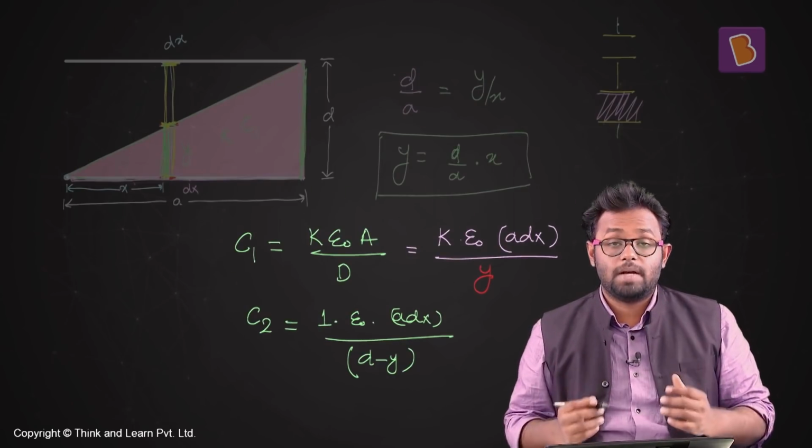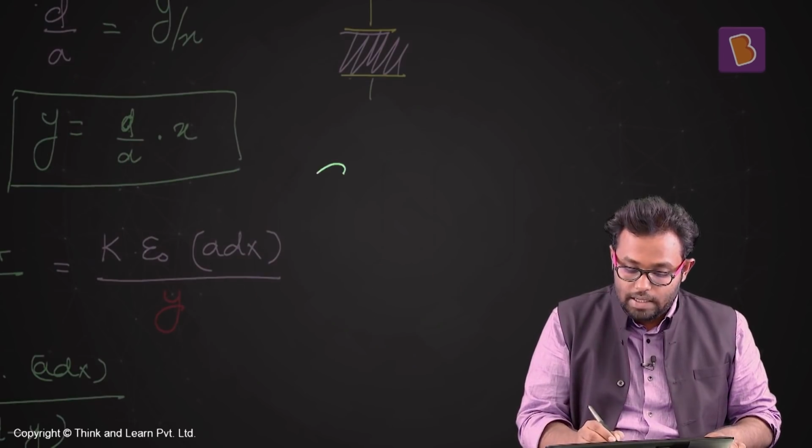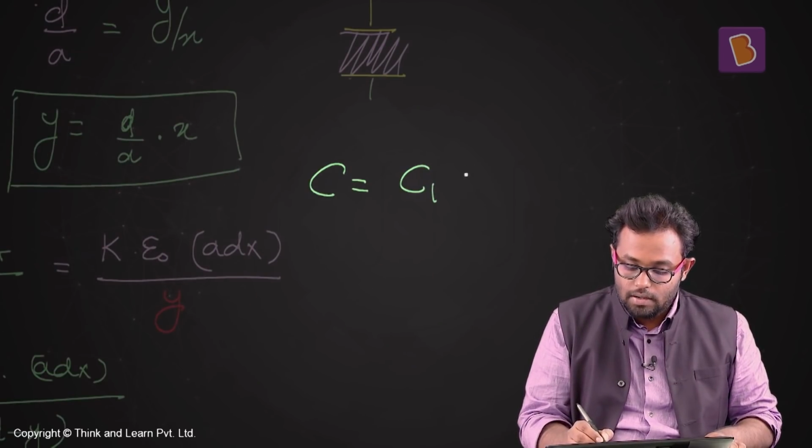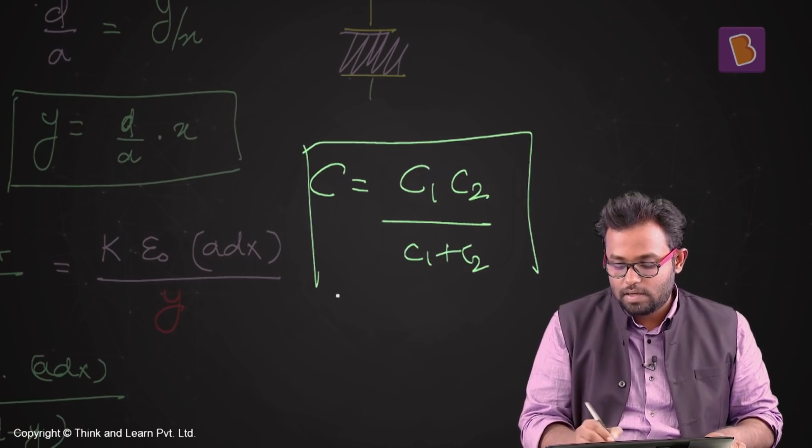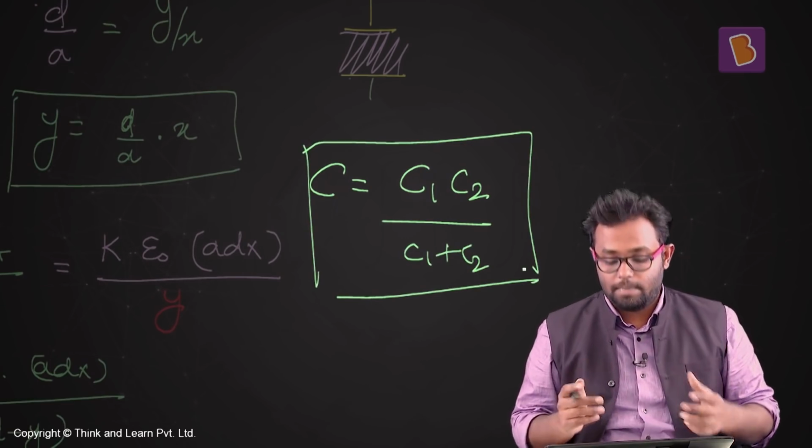Now these two capacitors are in series, so I know that the capacitance is equal to C1 into C2 upon C1 plus C2. When capacitors are in series, this is the formula to find the net capacitance.